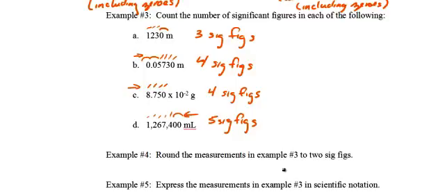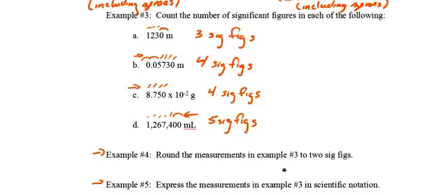So, in this first portion, this is still part of the optional piece, but just bear with us a second, because in the last part of this podcast, when we go over example number 5, this is something that you're going to need to be able to do. It's just changing something into scientific notation once again. But in example number 4 here, it's asking us to round the measurements in example number 3 to 2 sig figs.